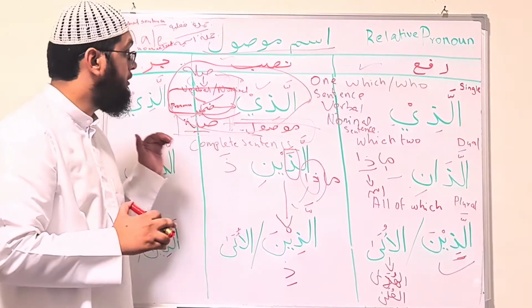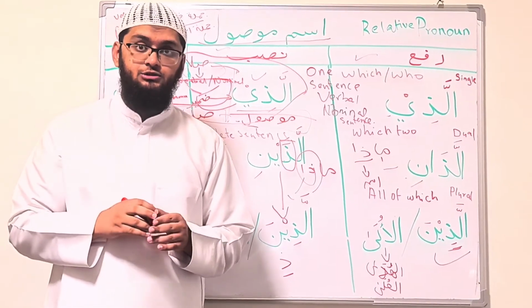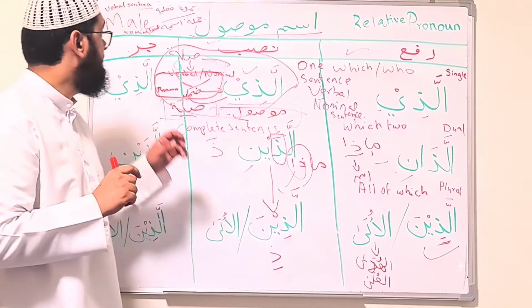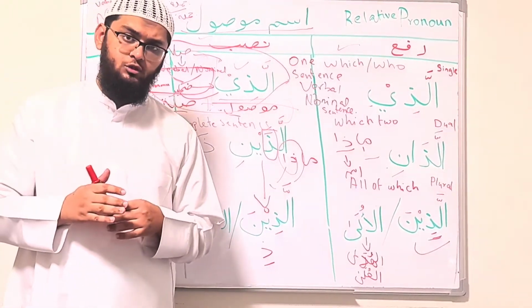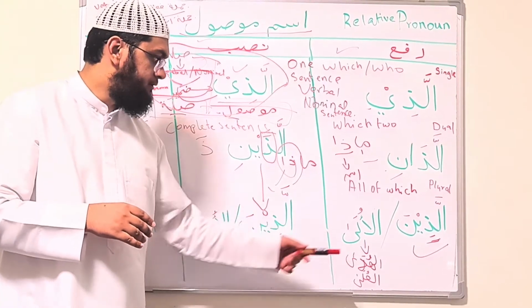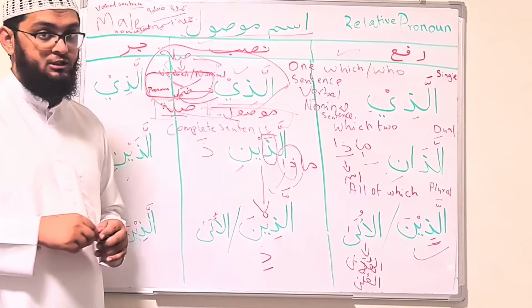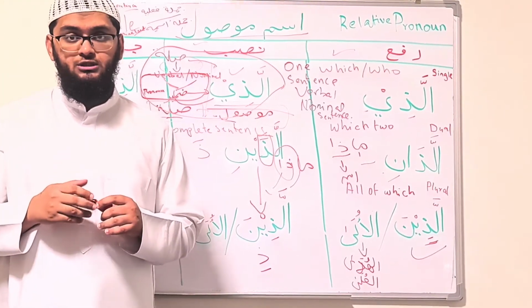So this is part 1 of the video. Part 2 I'll be uploading shortly, and that will talk about ism mawsool in female. In female, there are more ism mawsool when it comes to the plural, and in rafa, nasab and jar. So stay tuned for part 2.